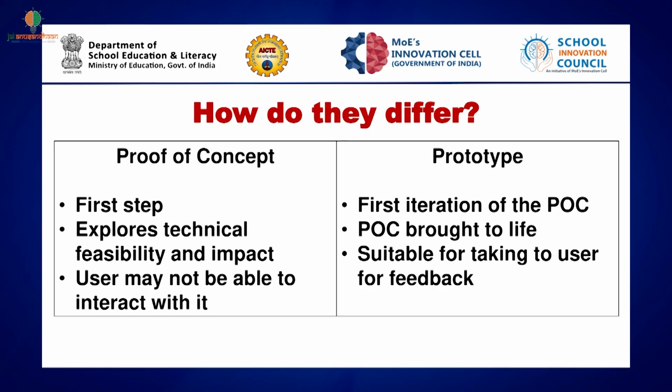Now that we have discussed a little bit about both of these terms, it may be a little confusing what the difference between the two is. So let us discuss that. A proof of concept is the first step to moving forward with one of your ideas. The idea of a proof of concept is to explore and present the technical feasibility and impact of your idea. However, a prototype is more like a first iteration of the PoC. It is like a PoC brought to life.